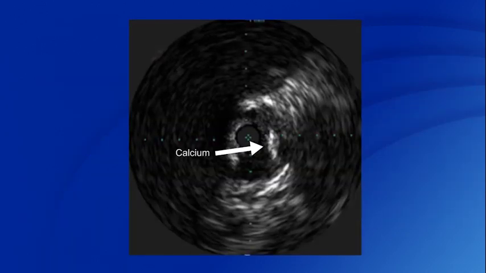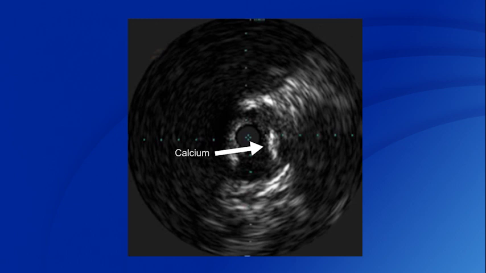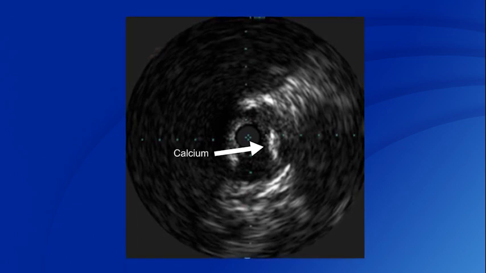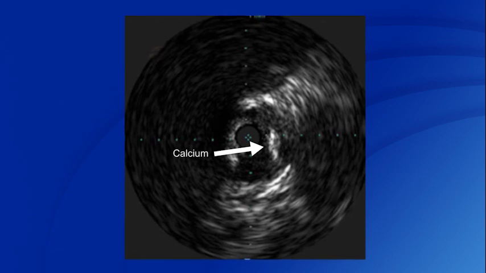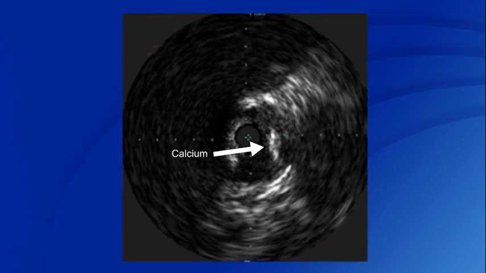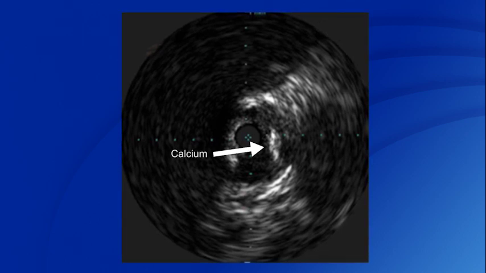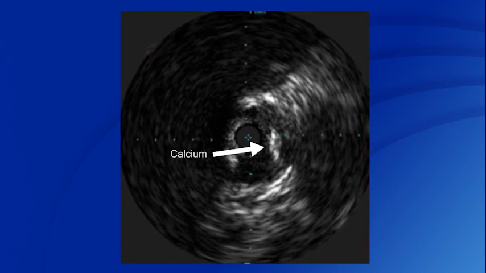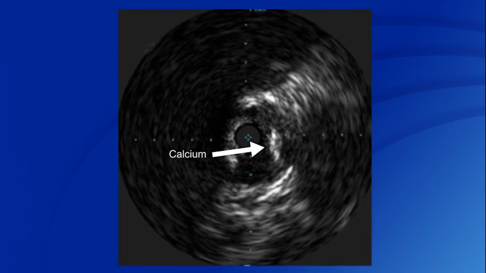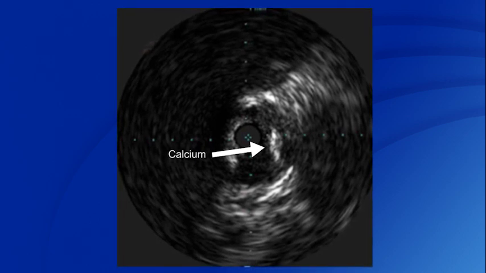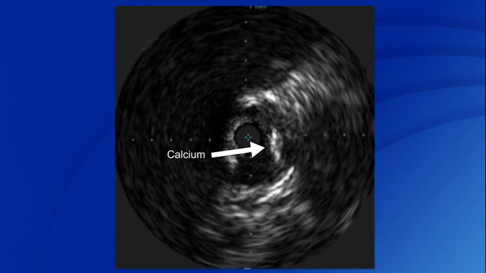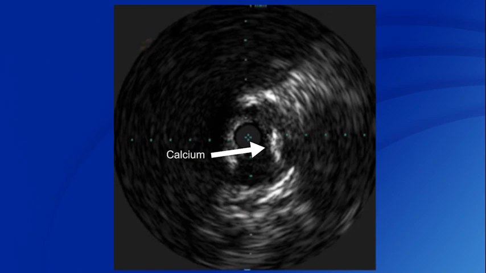IVUS can also visualize vessel wall morphology, such as calcifications and thrombus in the artery wall. It is vital to have an accurate picture of the vessel wall morphology in the aneurysm neck, also known as the proximal seal zone, which is the single most important factor that may limit treatment success. Assessing the calcium in the vessel wall can also help determine if balloon angioplasty is necessary before deploying the endograft.